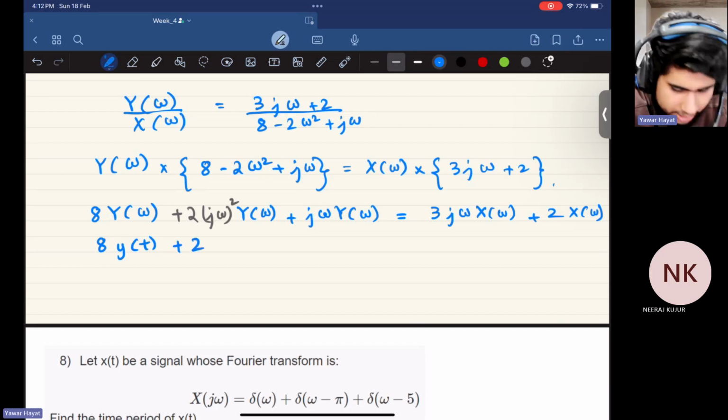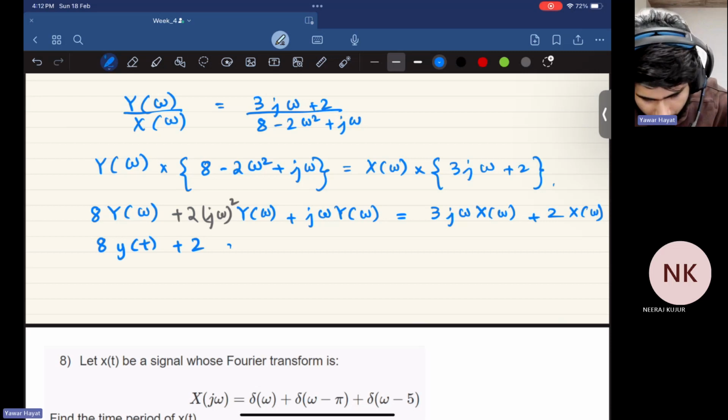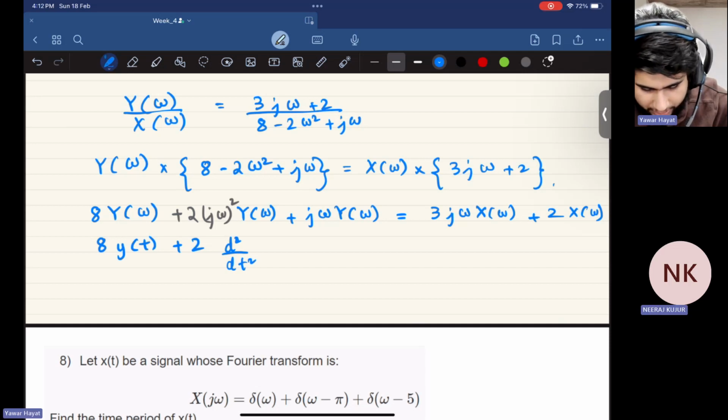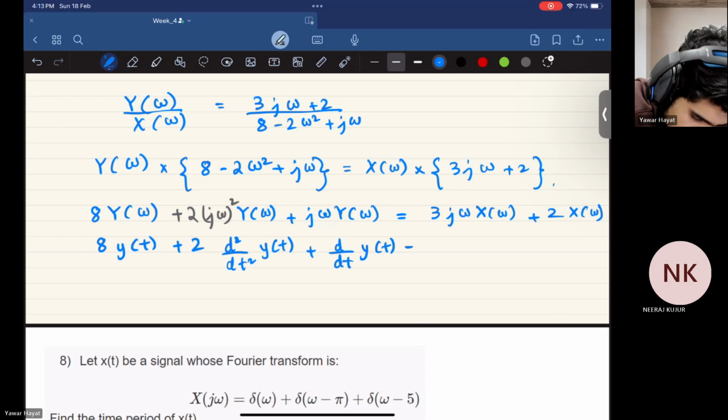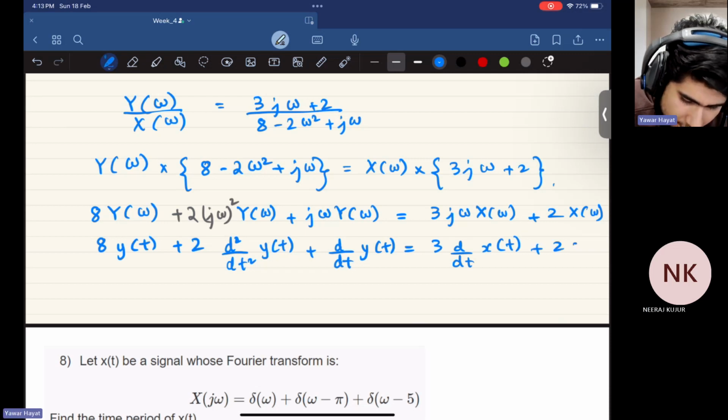So what should I write? 2 times d squared, so that's why the second order derivative of y of t, plus d by dt of y of t. That is 3 d by dt of x of t plus 2 times x of t, right?